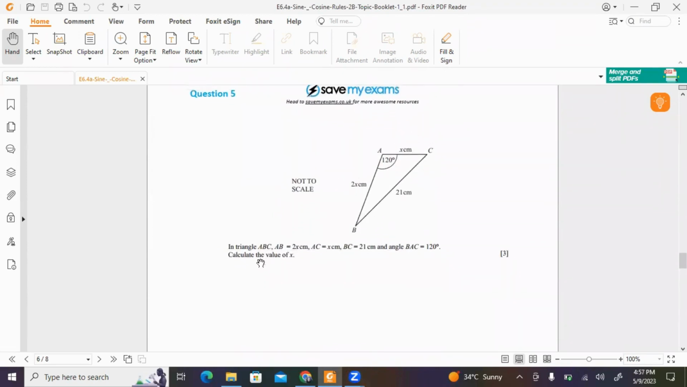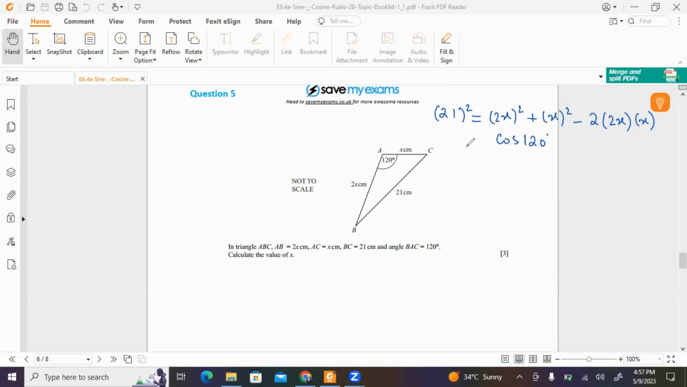For question 5, it says triangle ABC, AB is 2x, AC is x, BC is 21, and angle BAC is 120, and we have to find the value of x. Okay, so we have been given all 3 lengths, and we have been given 1 angle. So we can use the cosine rule to find the value of x. So I'm going to do 21 squared equals 2x squared plus x squared minus 2 times 2x times x times cos of 120.